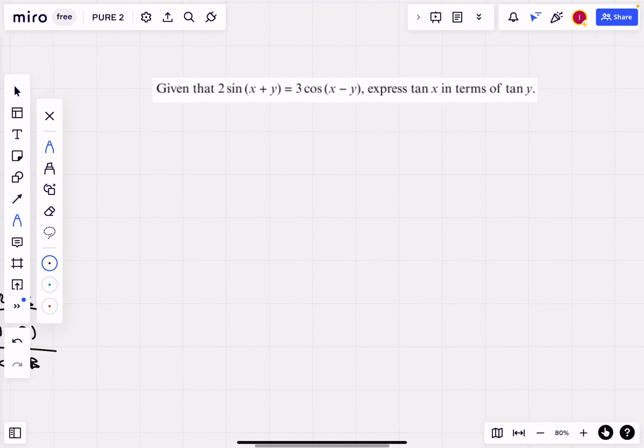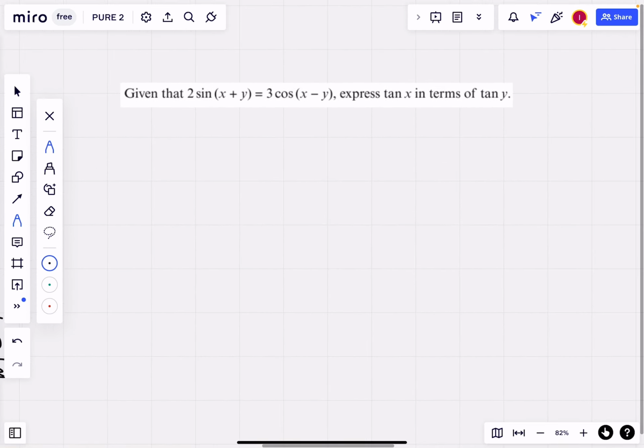Okay, let's have a look at another example. With this one, we're now going to make use of tan because we want to express tan x in terms of tan y. So you can already imagine we're going to incorporate the tan addition formula. Most likely, we don't know exactly, but I'm just going to keep that at the back of my mind, preparing myself, okay, I'm probably going to have to use it.